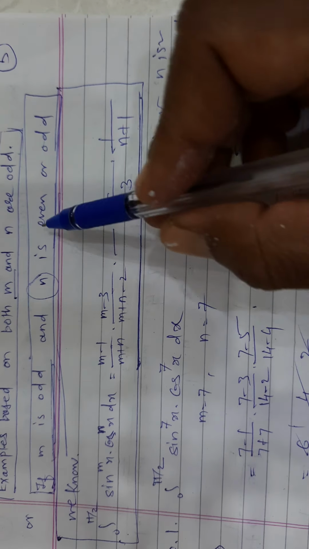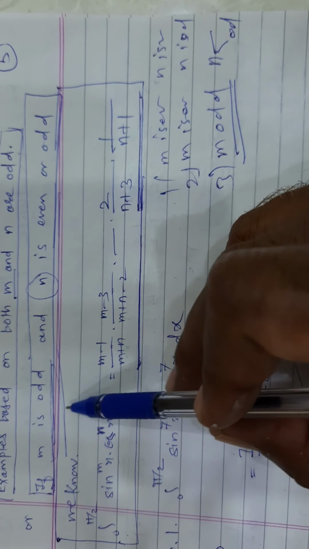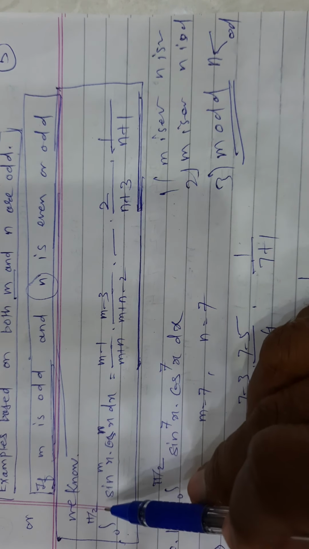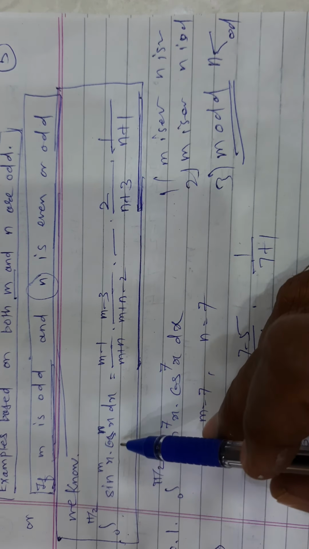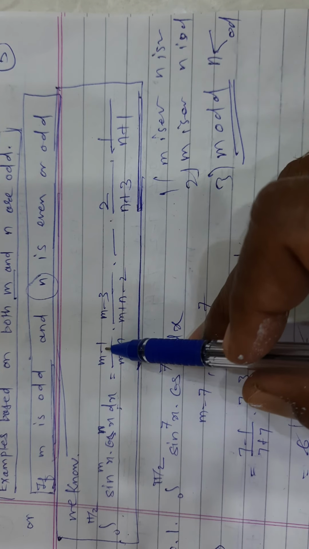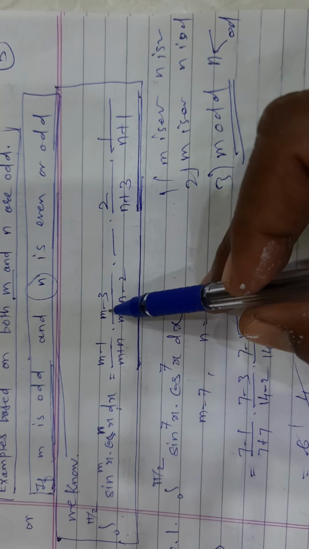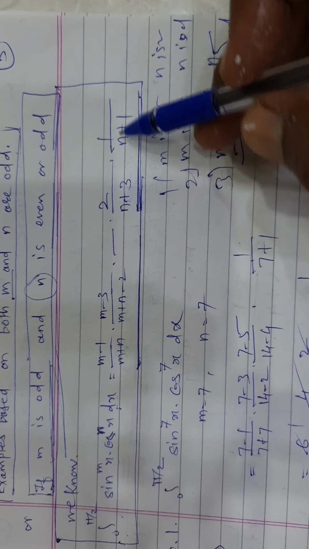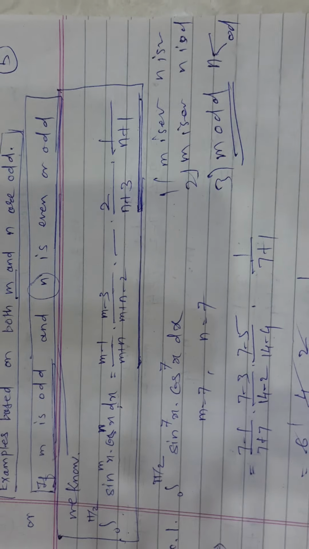Only m is odd; n can be anything. m is the only odd. Then we know the formula for this integration from 0 to pi by 2 of sin raised to mx into cos raised to nx with respect to dx: (m minus 1 upon m plus n) into (m minus 3 upon m plus n minus 2) and so on, up to 2 upon n plus 3 into 1 upon n plus 1.